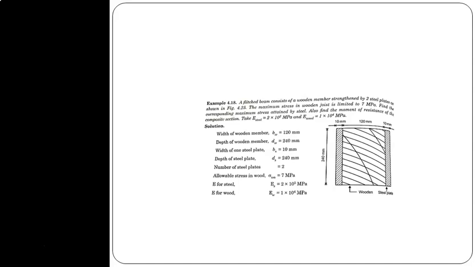The width of the wooden member is given as 120 mm. Depth of wooden member is given as 240 mm. Width of one steel plate is 10 mm. The depth of the steel plate will be 240 mm. Allowable stress in wood is 7 MPa. E for steel and E for wood are given. So all the data have been given.